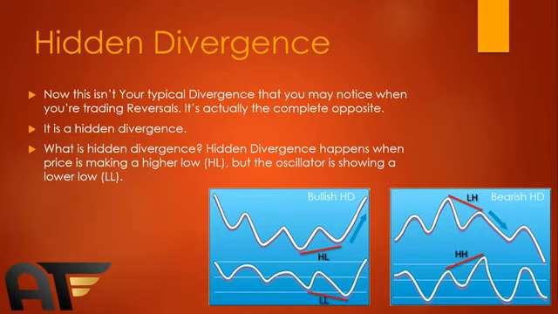So, in a bullish market, we have a higher high right here. Our RSI is showing us a lower low. This is going to be our entry right here. Now in a bearish market, we have a lower high. Our RSI is showing us a higher high.